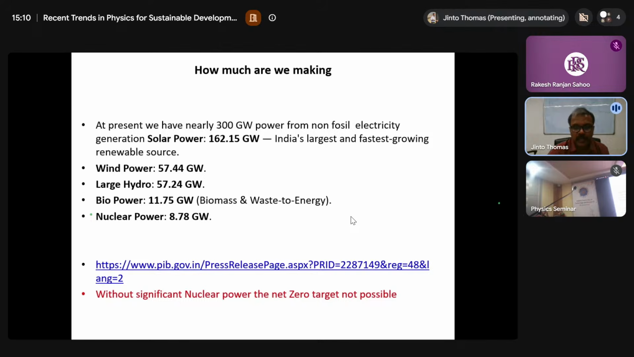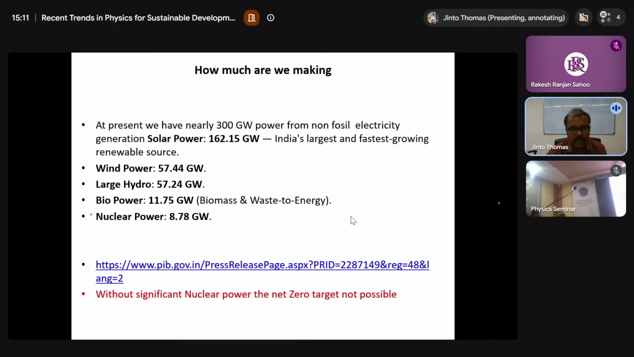So where are we now? We are already at 2027, so it's not bad. At present, we have nearly 300 gigawatts of power from non-fossil electricity, thanks to the general public who are putting in a lot of effort for generating solar power. Out of this 300 gigawatts, half is coming from solar power. Then we have something from wind, and a few quite large hydropower plants. And at the end, we have a very small amount, hardly 9 gigawatts, of nuclear power. These data and statistics are taken from the PIB.